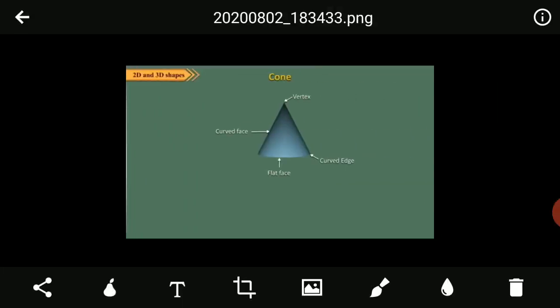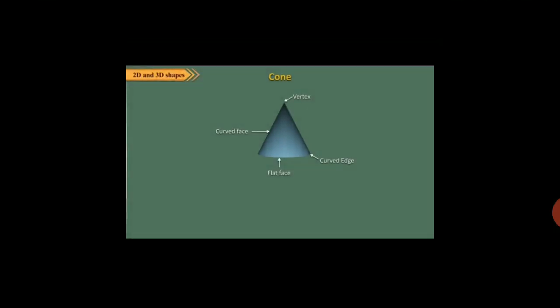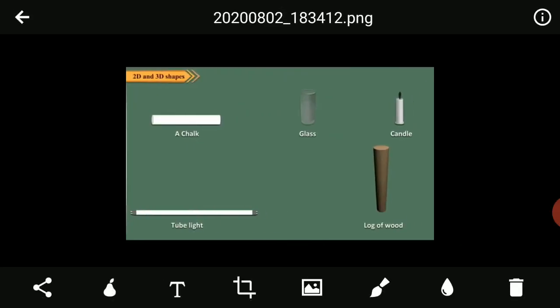And this top is called vertex. See this. I have written there. This is called vertex. How many vertex it is having? One. How many edges it is having? Only one. That is curved edge. See, I have put the arrow also. How many faces it is having? Two faces. One flat face. Flat face means plain face. And another is a curved face. Clear, students?